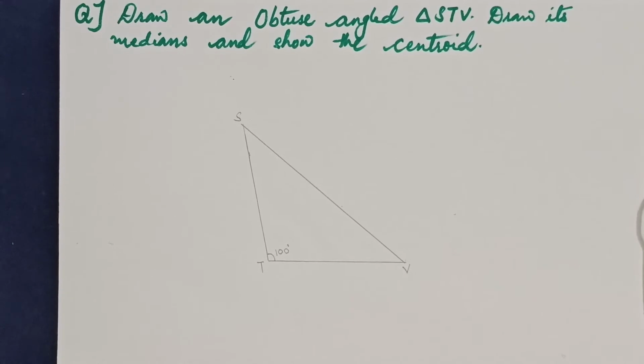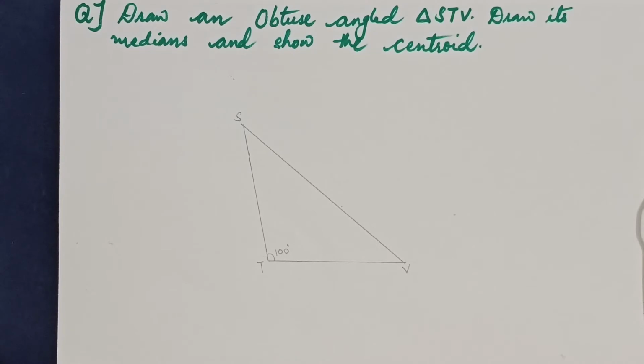So students, let us move to the next question, which is: draw an obtuse angle triangle STV, draw its medians and show the centroid. So here, as you can see, I have already drawn triangle STV with the measure 100 degrees. Now, the main question is to draw the medians.